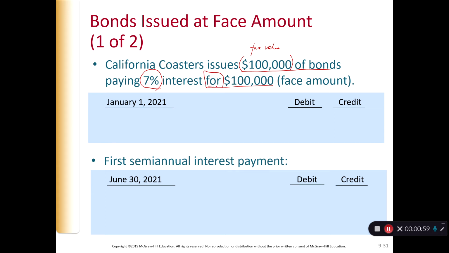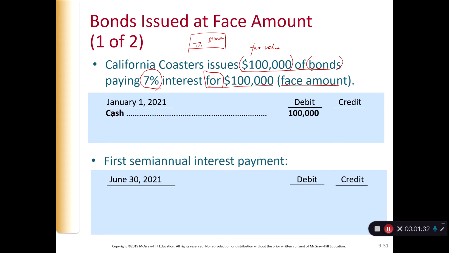This is a key word, meaning that this bond, this financing instrument, is sold to the investor for $100,000. In other words, it's sold at its face value, face amount. Face is what is written on the bond contract, $100,000. And when you sell this bond for $100,000, we call it sold at face value. Okay. And how do we record this transaction?